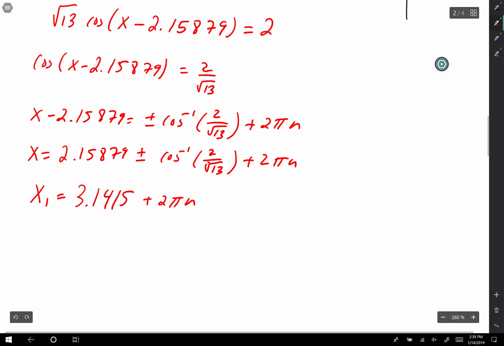And if I subtract, so all I'm going to do is change a plus to a minus, guys. Run. 1.1760 plus 2 pi n. You guys ready for the answers? All right.